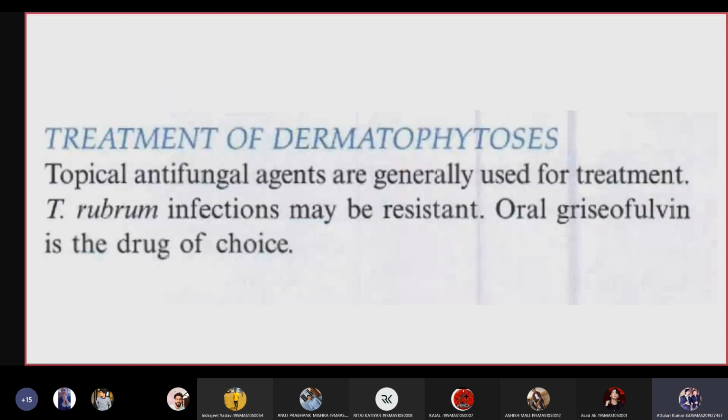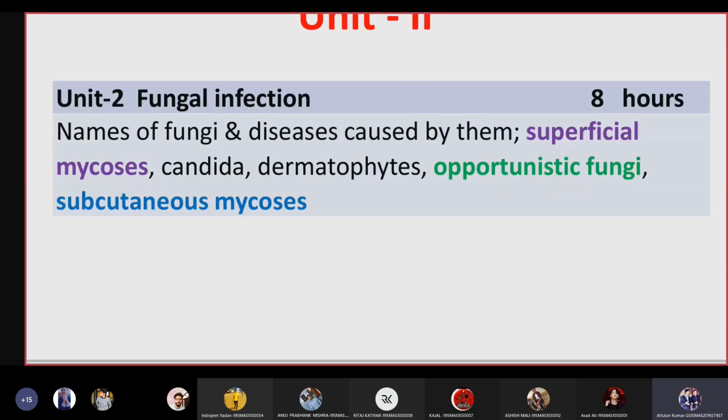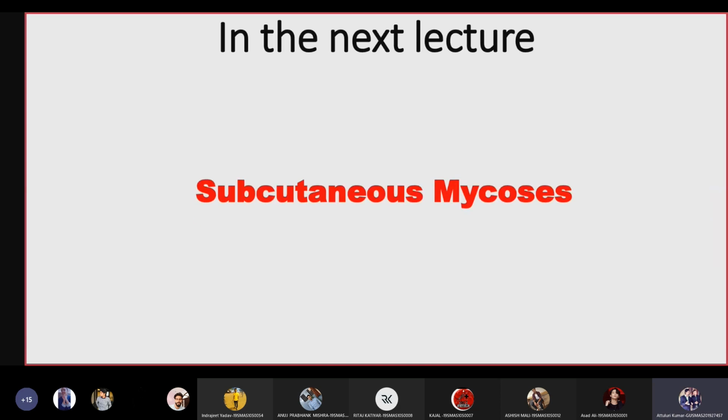Then the treatment for dermatophytes: there are two types of treatments. One is topical application of antifungal agents. Second one is oral griseofulvin. So oral griseofulvin is the drug of choice for treating dermatophytic infections. So until here we have discussed since last lecture. From today onwards we are moving to the second fungal infection, which is subcutaneous mycosis. So from today onwards we will discuss subcutaneous mycosis.